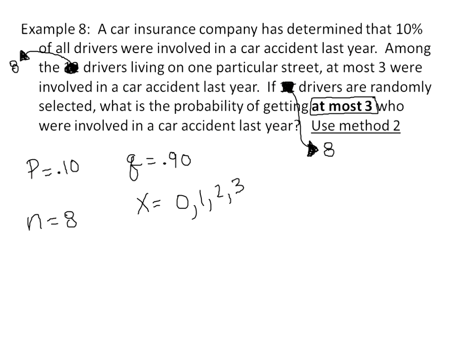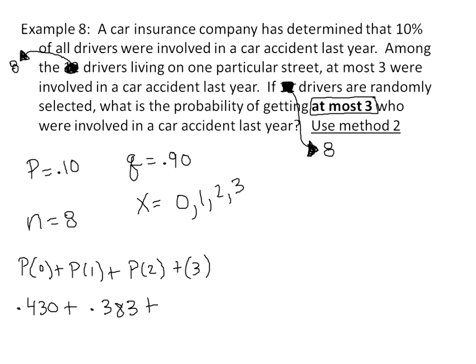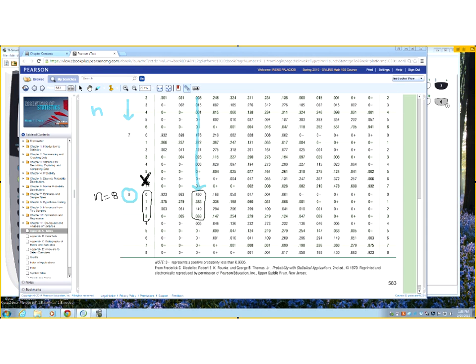Okay, so what I'm going to do in the previous page right here, it's going to be the probability of 0 plus the probability of 1 and 2 and 3. So I'm just going to copy what the table has. So for 0, it has 0.430. For 1, it's 0.383. For 2, it's 0.149. And for 3, it's 0.033. So again, you're just looking at the table, and all I did was I copied down these probabilities right there.